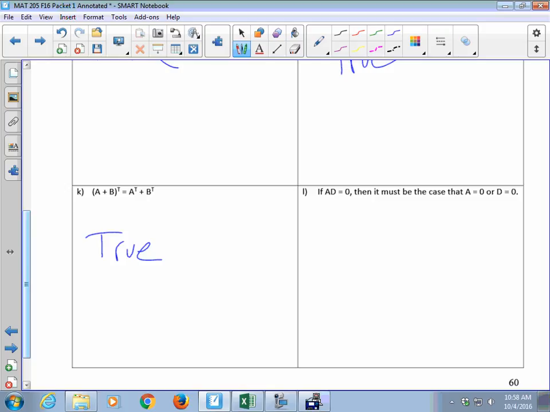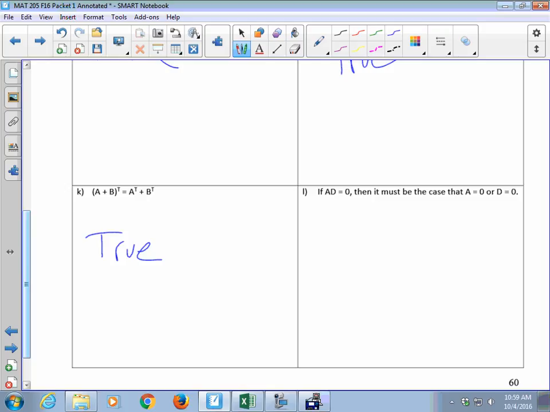I find that surprising because, if you think about it in terms of matrices, maybe it's not surprising, but if you think of it in terms of standard arithmetic, if that transpose were like an exponent, you can't usually do that over addition, but with matrices that works.